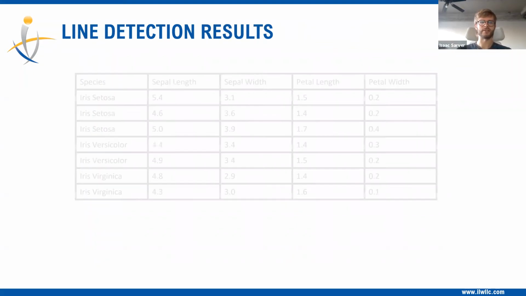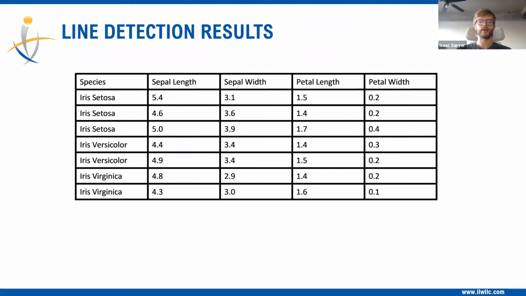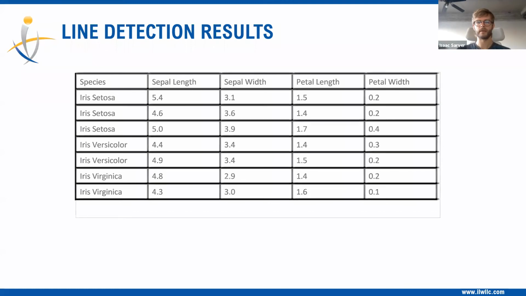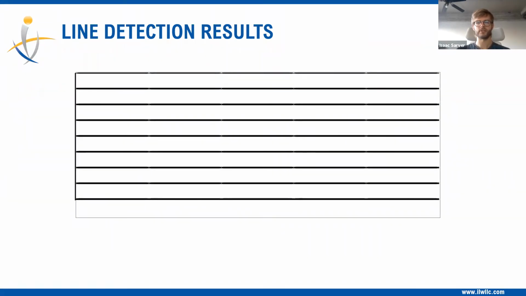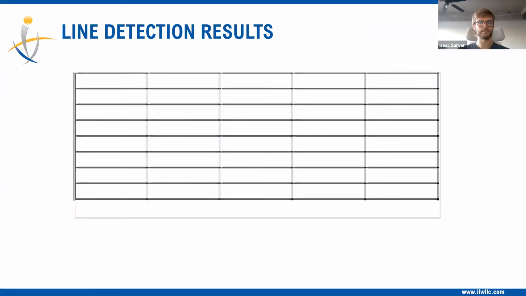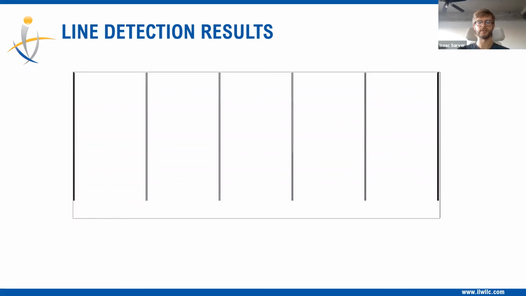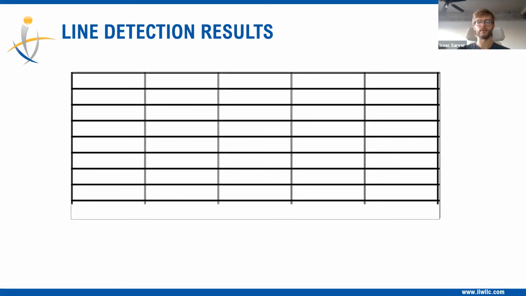Zooming back out, here are the actual results of the line detection on this example table. So first we have this example table from a sample data set of measurements of iris plants. And so now after the line detection, we have our horizontal kernel results, the vertical kernel results, and finally the two combined, which reveals to the pipeline the individual cells of the table.